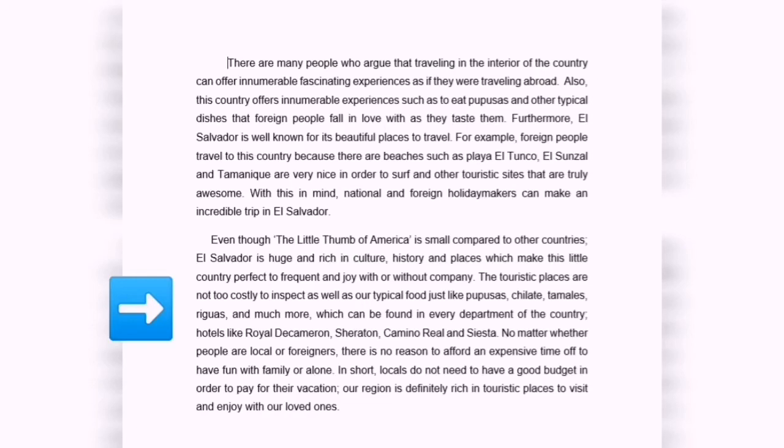In short, locals do not need to have a good budget in order to pay for their vacation. Our region is definitely rich in touristic places to visit and enjoy with our loved ones. So this paragraph says almost all the information that we developed through the whole essay.